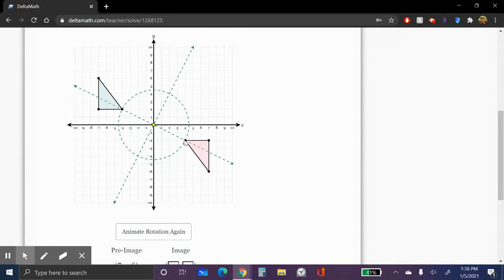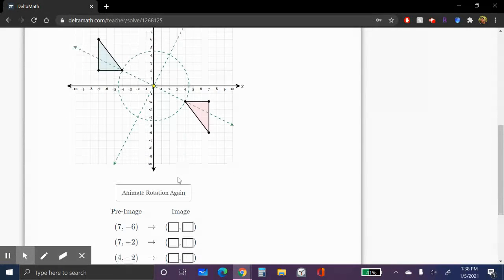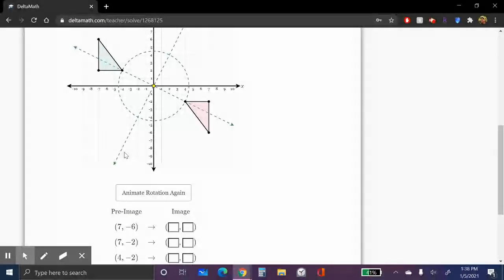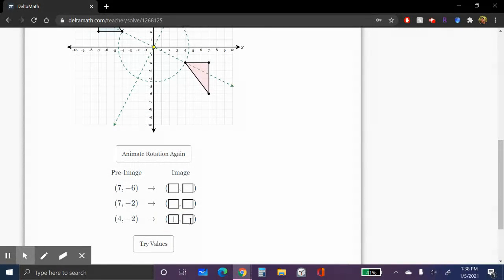So this point right here, (4, -2), became (-4, +2). Would you notice here the numbers stay the same? So 4, 2 stay the same. So these numbers are going to be the same, 7, 2, 7, 6. But again, since it's in the second quadrant, all of these coordinates are going to have negative, positive signs. So it's all going to be negative here, all going to be positive here.